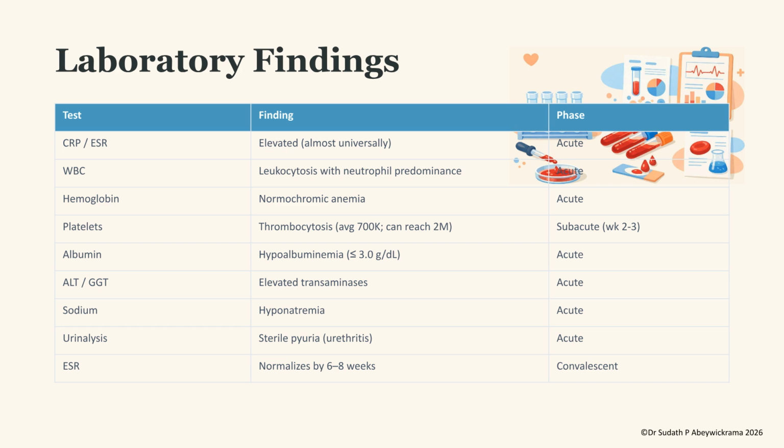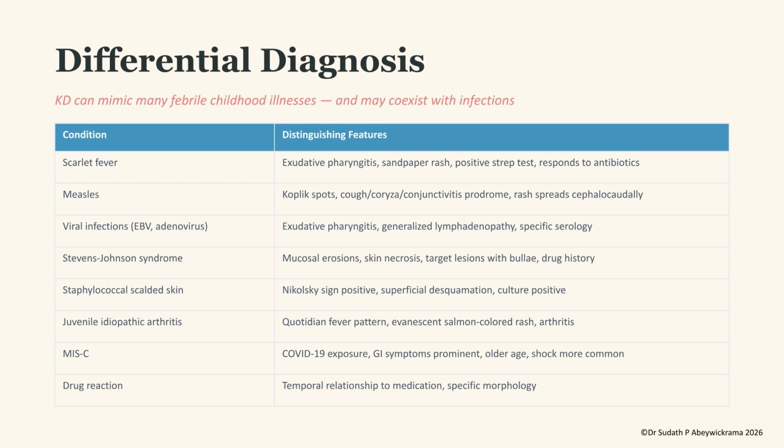Laboratory findings support the diagnosis. CRP and ESR are almost universally elevated in the acute phase. Other findings include leukocytosis, anemia, hypoalbuminemia, and sterile pyuria. ESR normalizes later in the convalescent phase. Kawasaki disease can mimic many childhood febrile illnesses. It is crucial to distinguish it from conditions like scarlet fever, measles, viral infections, Stevens-Johnson syndrome, and MIS-C, especially since some of these can coexist.